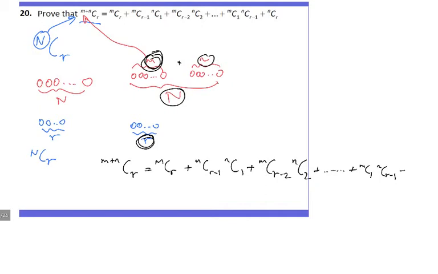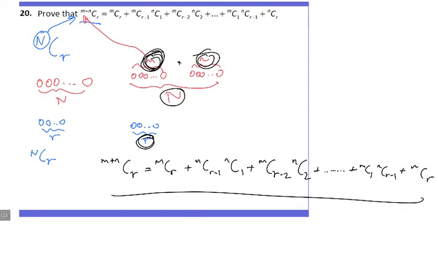And the final case, which we are now adding as always, is the case where we don't choose any of our r objects from the m category, and we choose them all from the n category, and that is NCR. So using our knowledge of combinations, we can find, and we have done so, an expression for m plus n CR.